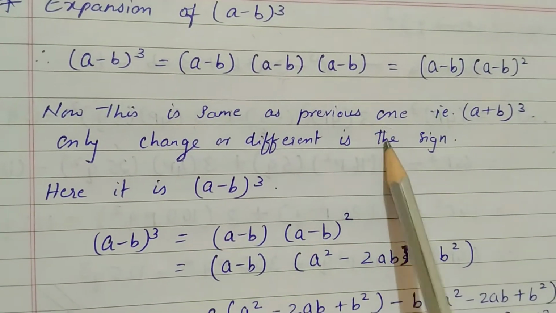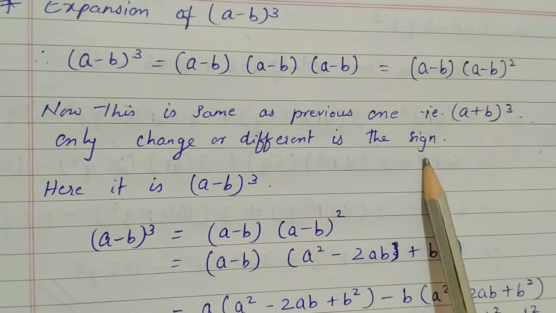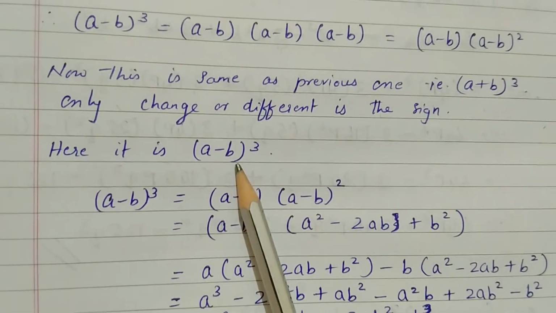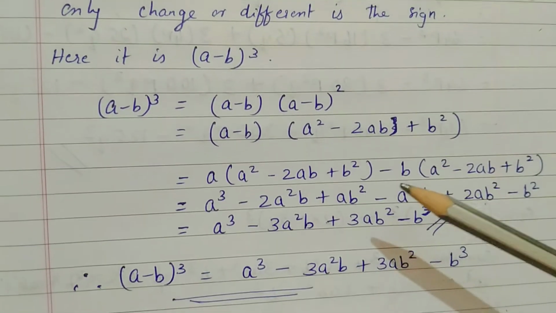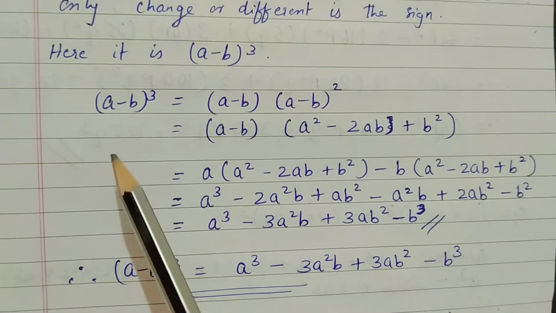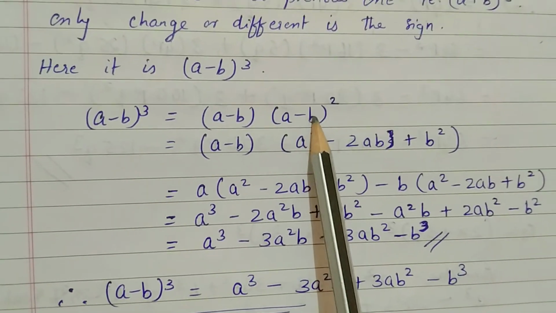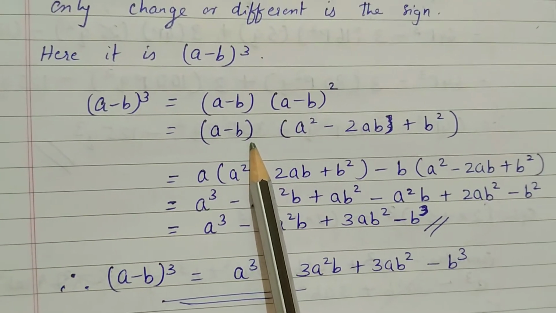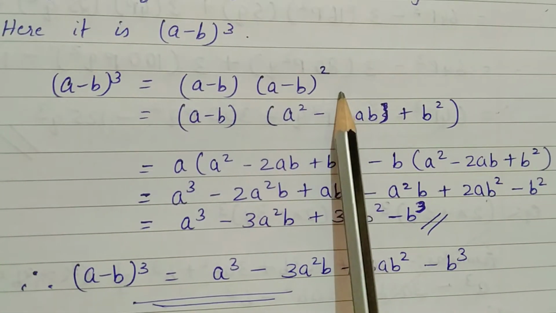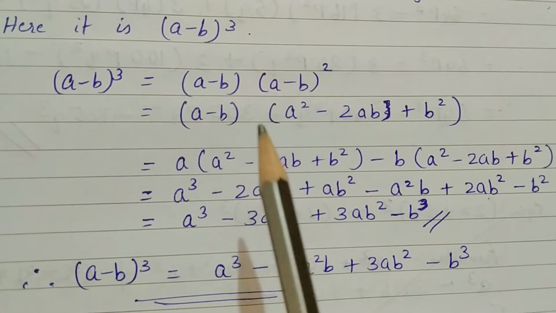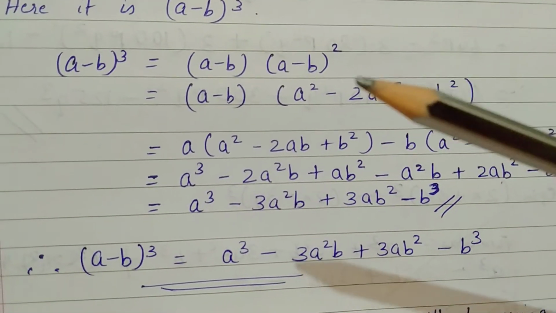Now this is the same as the previous one, (a plus b) the whole cube. The only difference is the sign. Here it is (a minus b) the whole cube. I'll just show you how we can expand this: (a minus b) the whole cube is equal to (a minus b) times (a minus b) the whole square, and we will be putting in the formula of (a minus b) the whole square, which we have seen in the initial stage of this chapter. We have seen the formula for (a plus b) the whole square and (a minus b) the whole square.